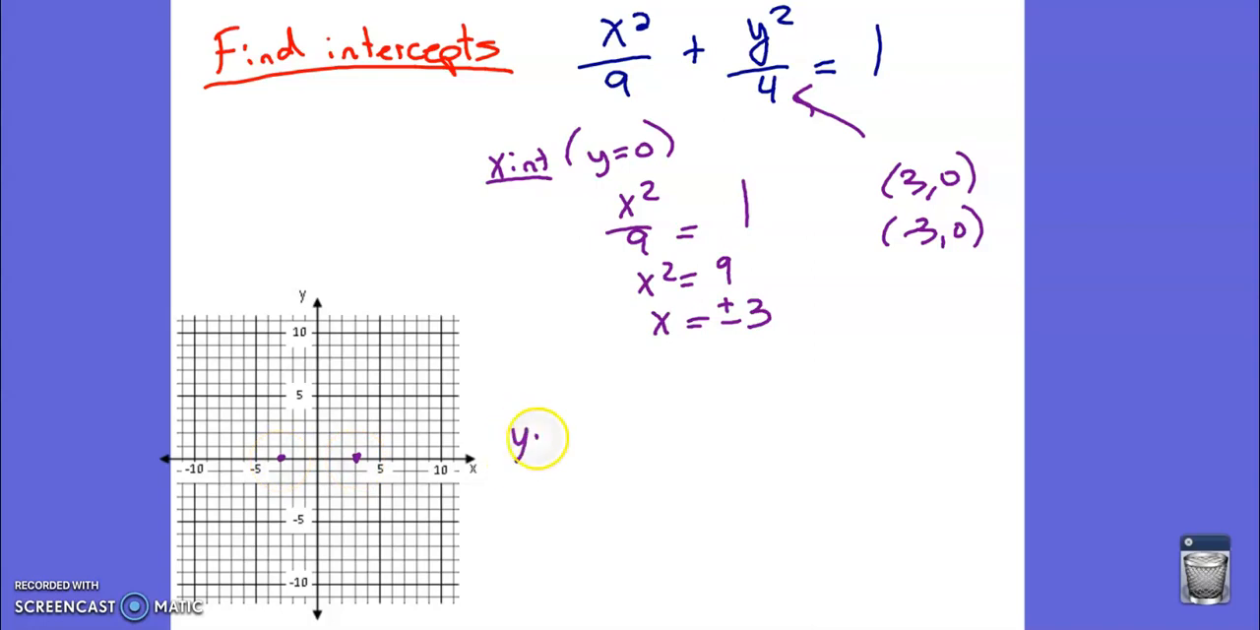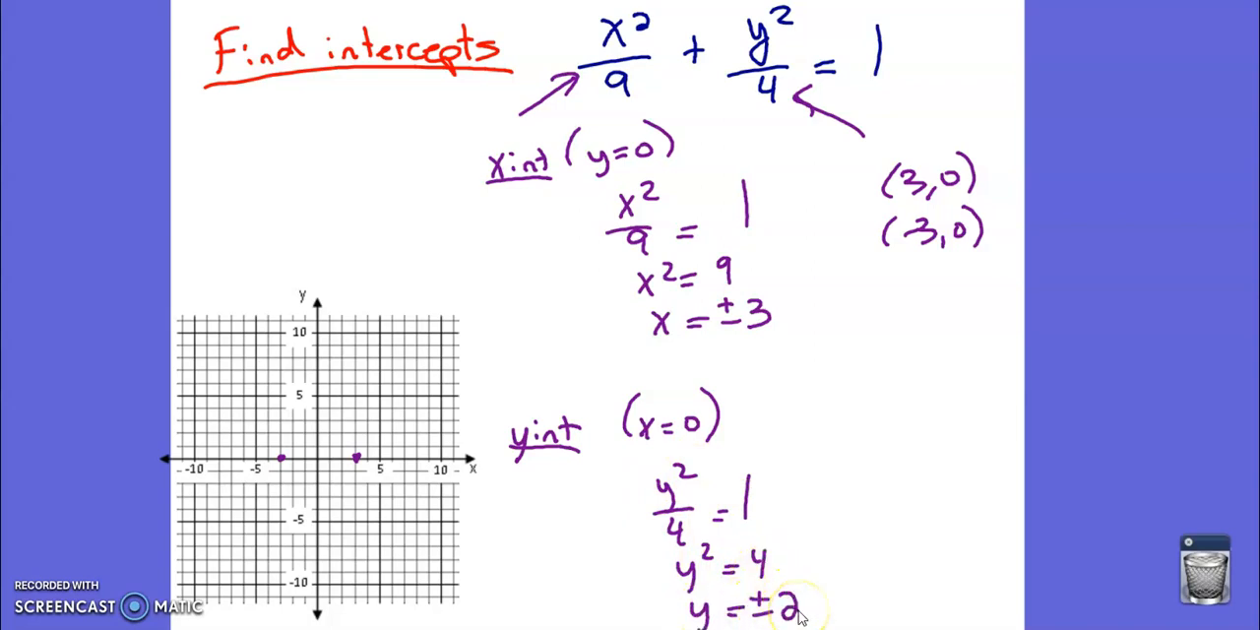So to find the y-intercept, I'm going to set x equals 0. If I set x equals 0, this right here would cross out. And so then you're going to have y squared over 4 equals 1, which is y squared equals 4. So y equals plus or minus 2. So 0, 2, and 0, negative 2. So this is like an ellipse. It's not a circle. It's an ellipse. All right, so that's how you find your x-intercepts and y-intercepts.